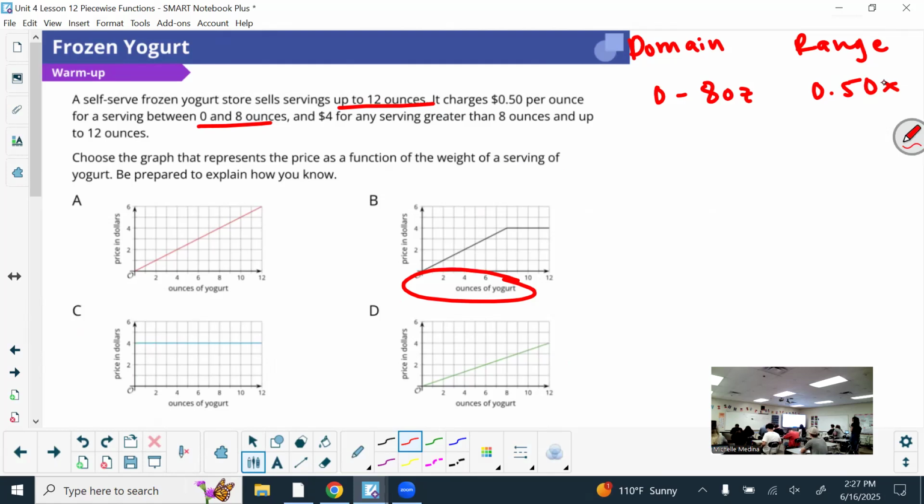So we'll do 0.50 times x, because x is the ounces. So for 0 to 8 ounces, it costs 50 cents per ounce. Then it says for any serving greater than 8 ounces and up to 12 ounces, so we'll put above 8 ounces, and then we'll put to 12 ounces. How much does it cost? $4.